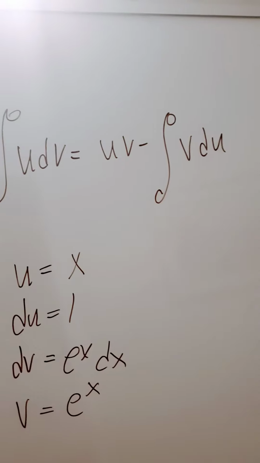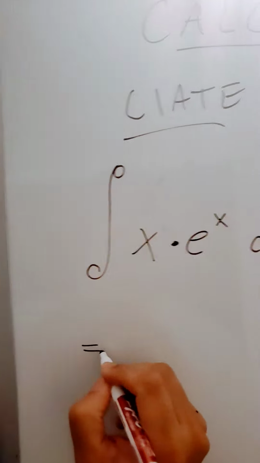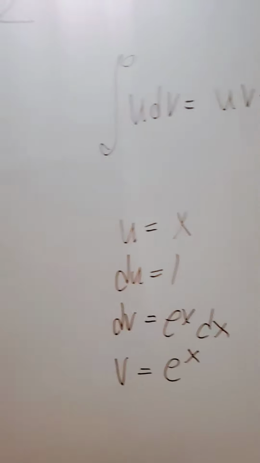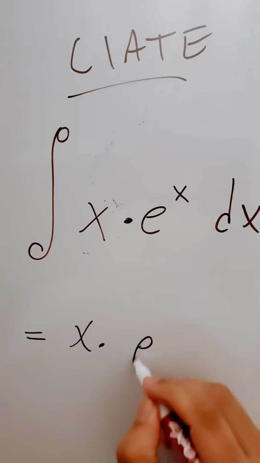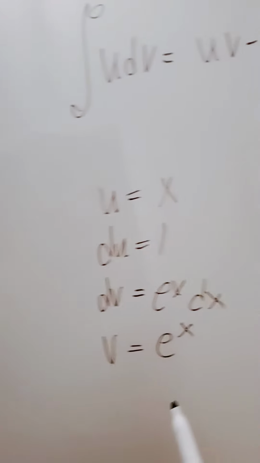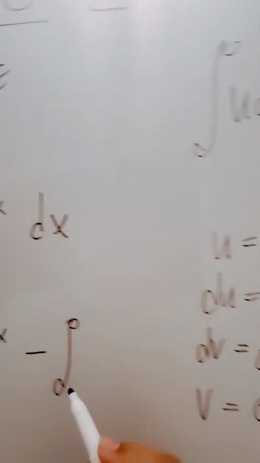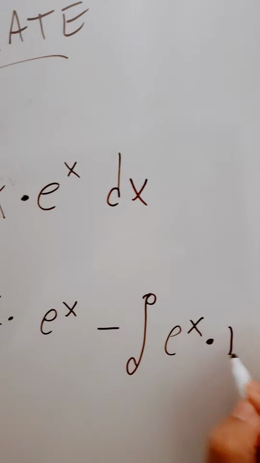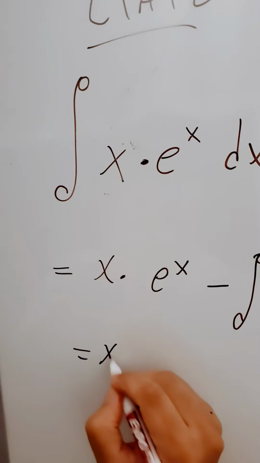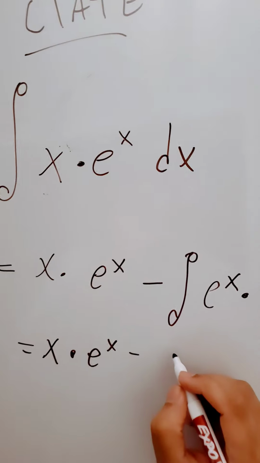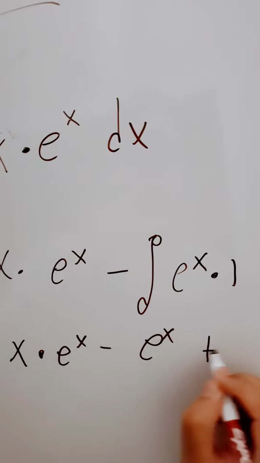All right, now let's just perform our formula. So this is going to be equal to uv minus the integral of v du. So u in this case is x, and v in this case is e to the x. And we're going to be subtracting out the integral of v du. v in this case is e to the x, and du is 1. So this is going to be simplified, and the integral of e to the x is just going to be e to the x. And you can add a plus c in this case here.